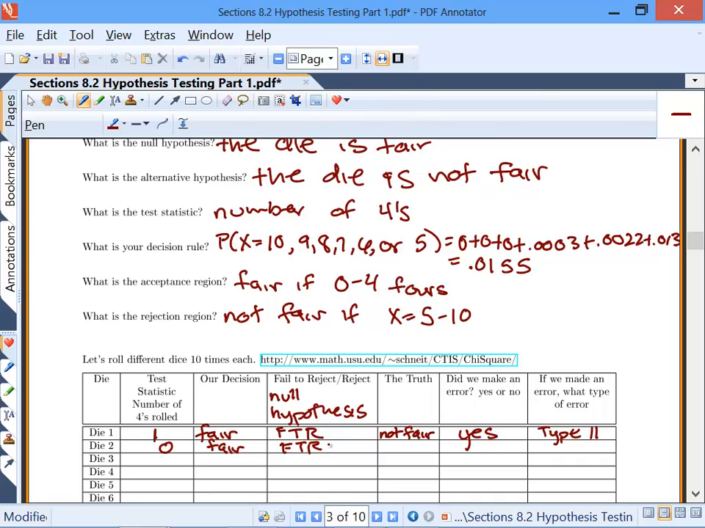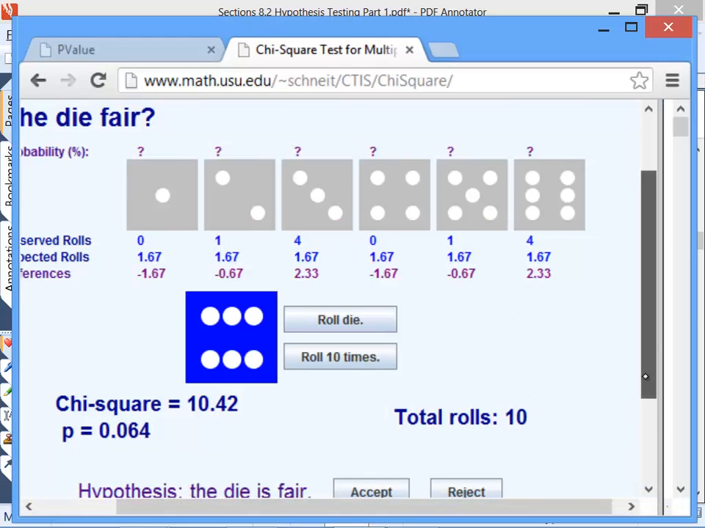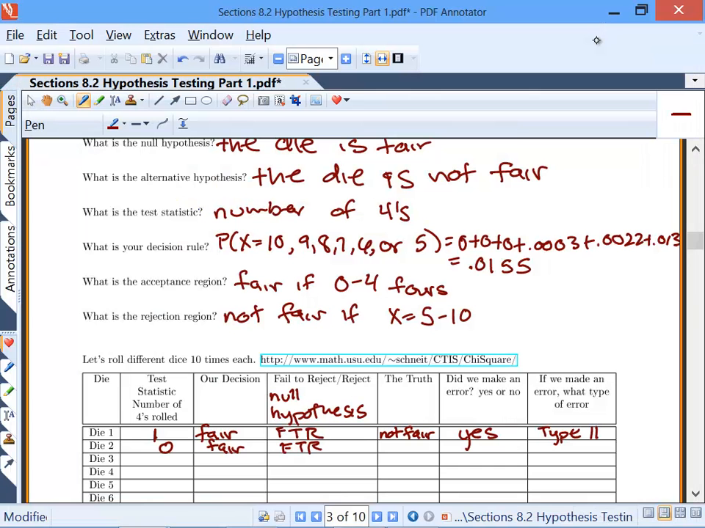Okay. Let's go figure out what the truth is. So we accepted the hypothesis, and no, the die is not fair. We are not doing very well, are we? Okay, so we made an error, and once again this would be type 2.